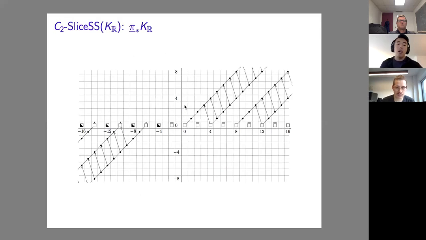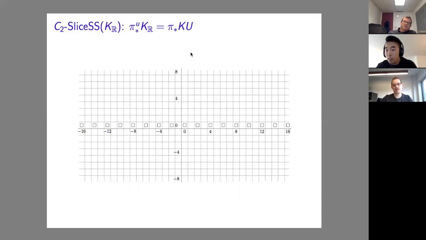And from this, we can write down the E2 page of the slice spectral sequence. The E2 page is all the symbols you see here without the differentials. And it turns out there are d3 differentials which can be computed. This is a spectral sequence of Mackey functors, but I can also view it as a Mackey functor of spectral sequences.